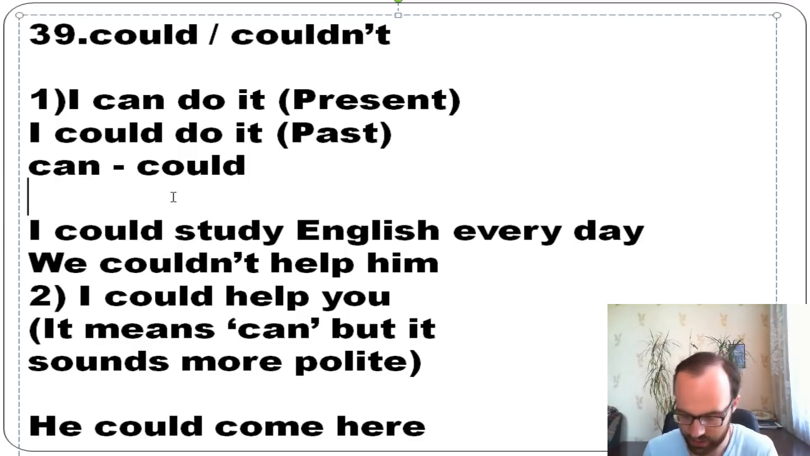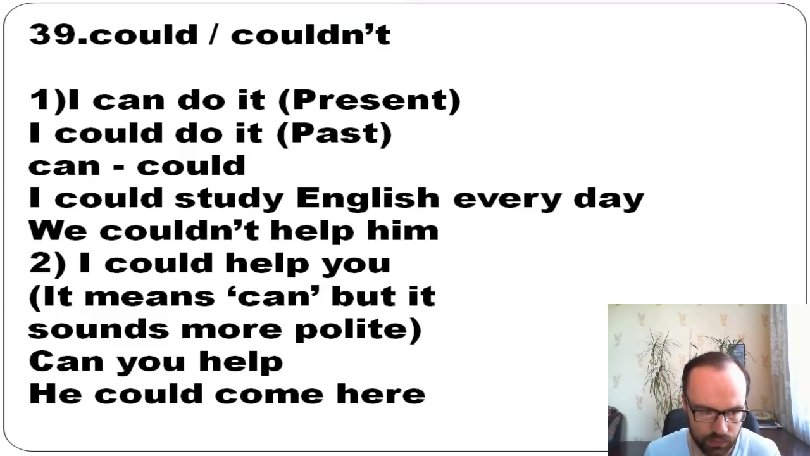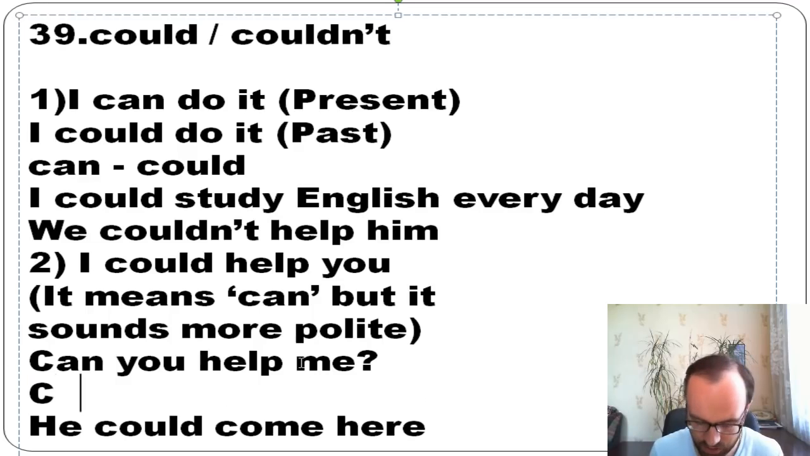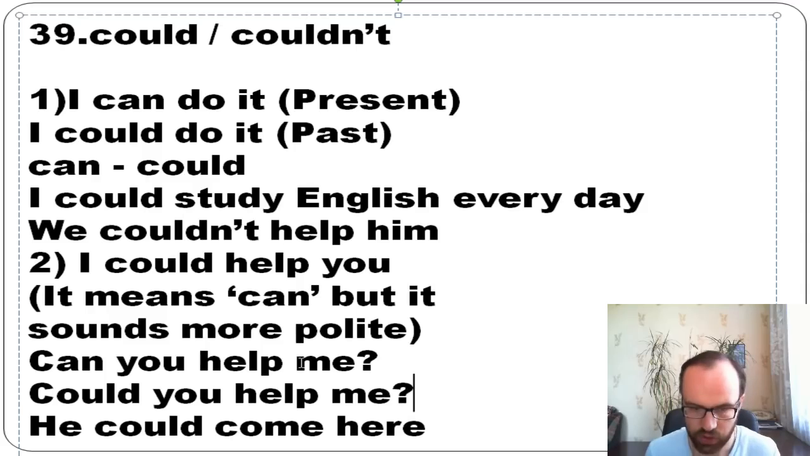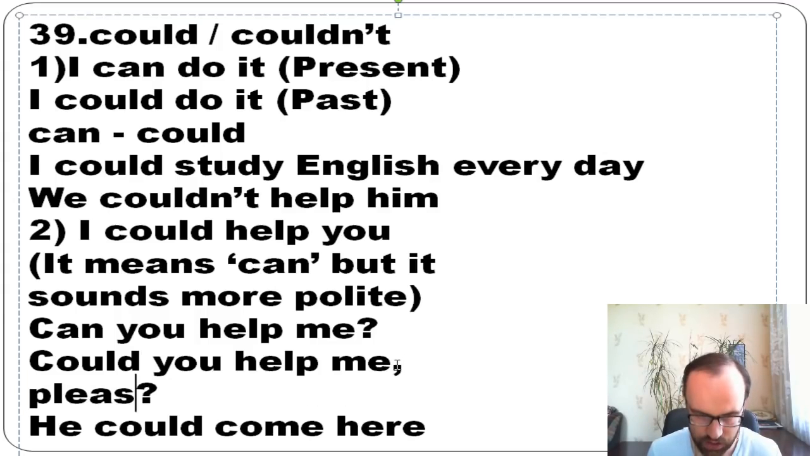And let's look at these examples. Can you help me? And could you help me? We can add please. Could you help me please? It's a very polite way of asking questions. And he could come here. It means that it's possible for him. Yeah, he could come here.